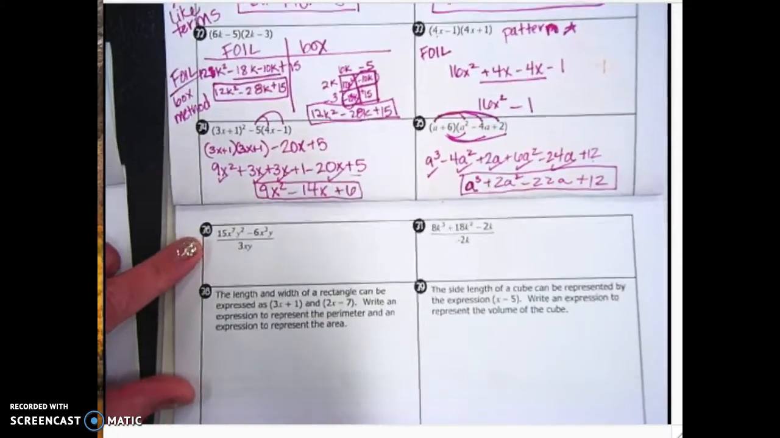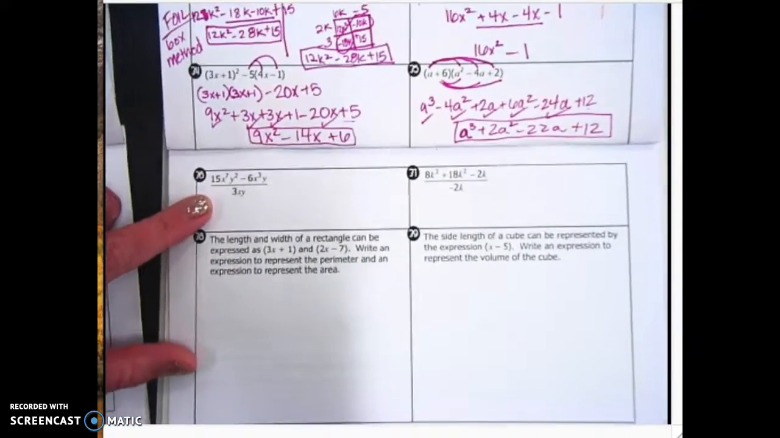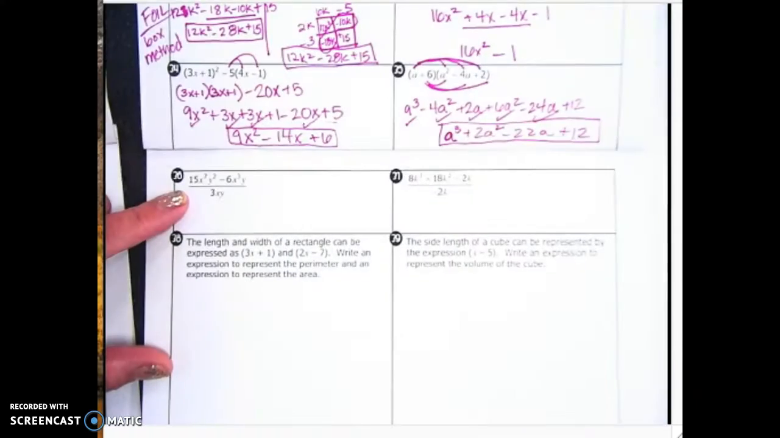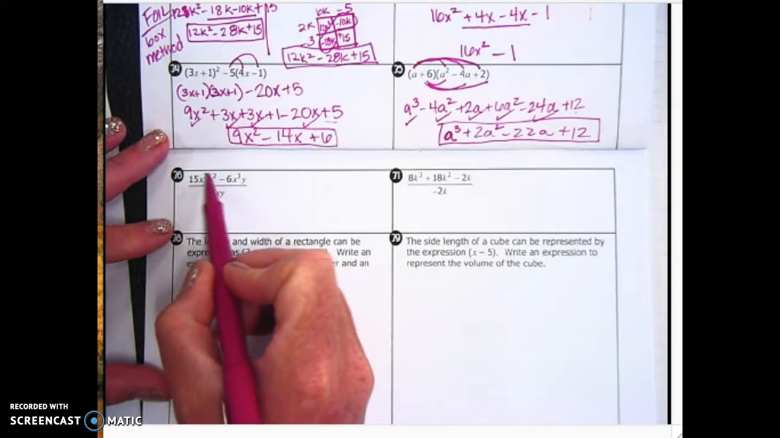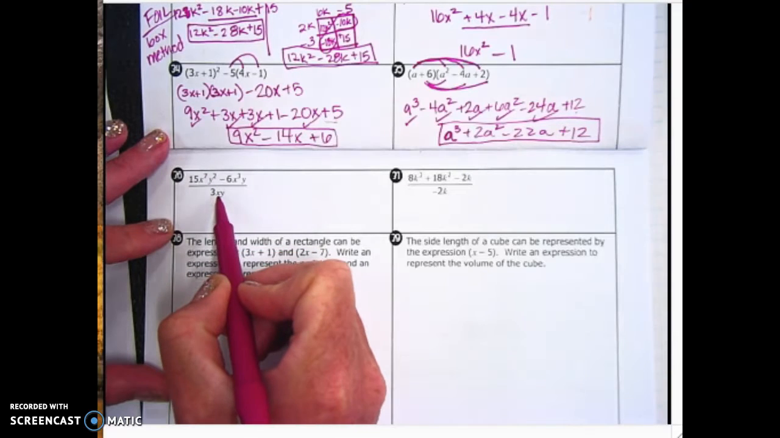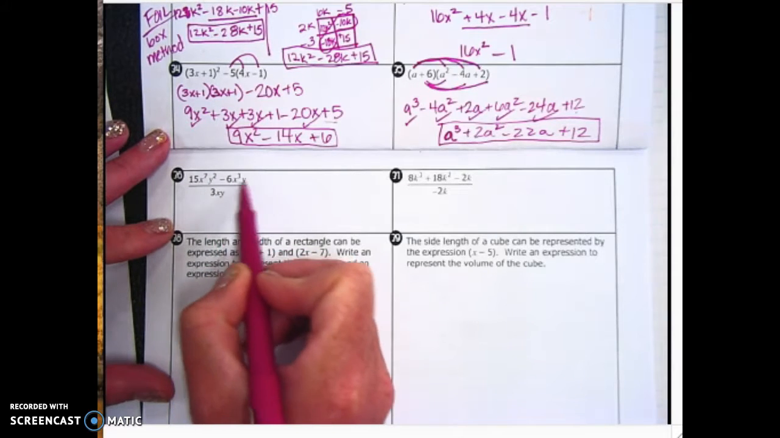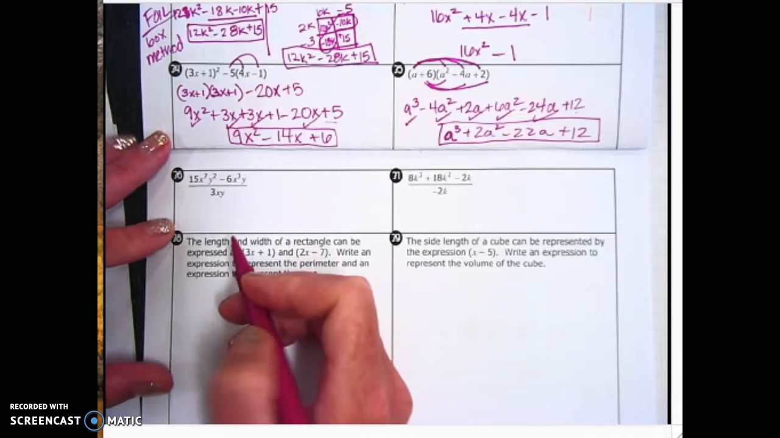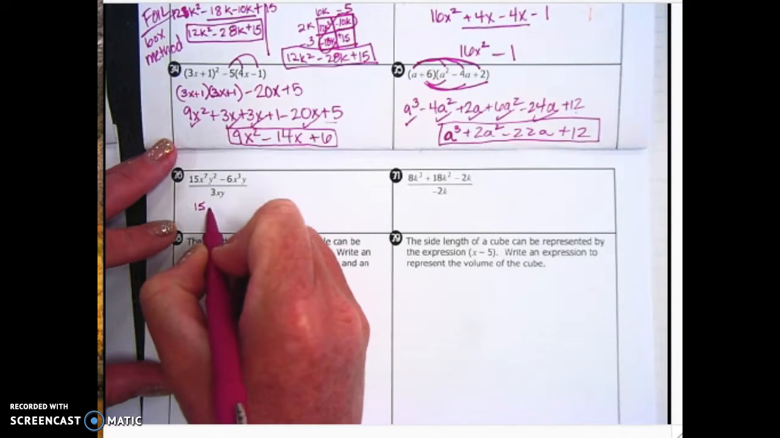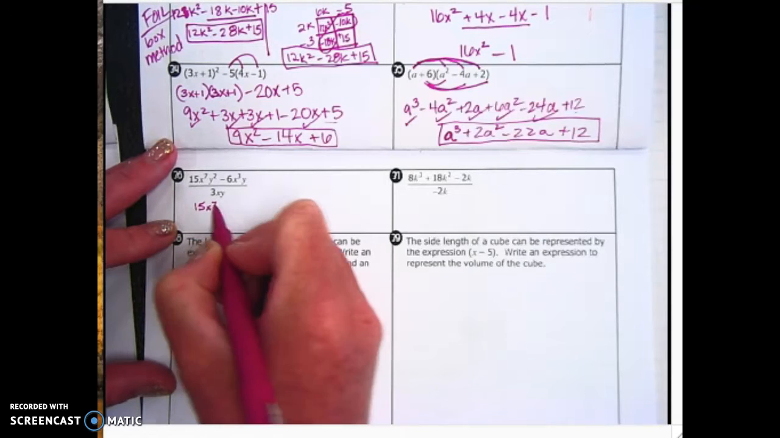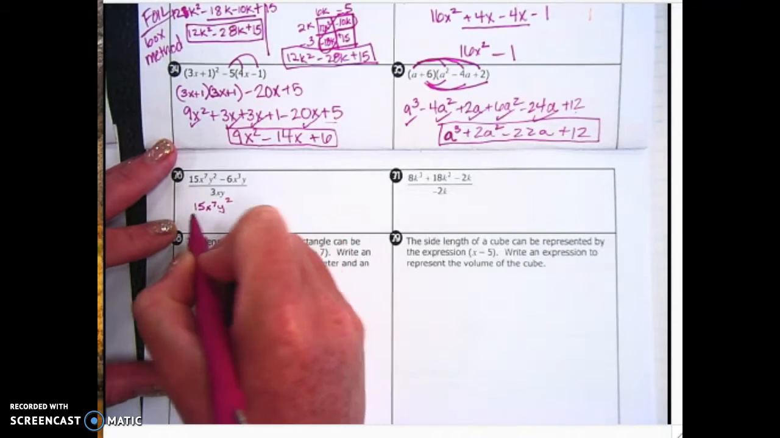36. 36 looks a lot different, right? We've got this fraction, so that means we're going to divide. We've got this first term, we're going to divide it by the denominator, and then we've got this second term, we also need to divide it by the denominator. So I'm going to rewrite it as two separate terms, each with that denominator, because I'm going to have a lot of canceling.